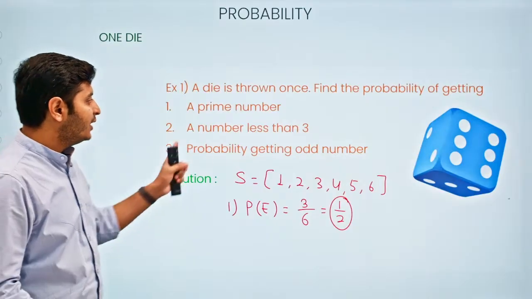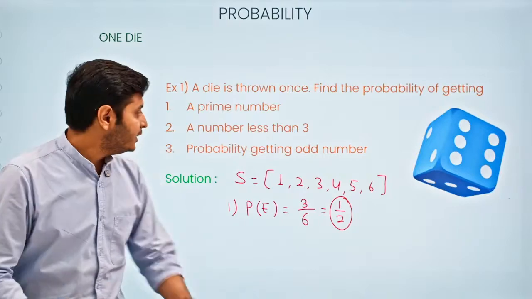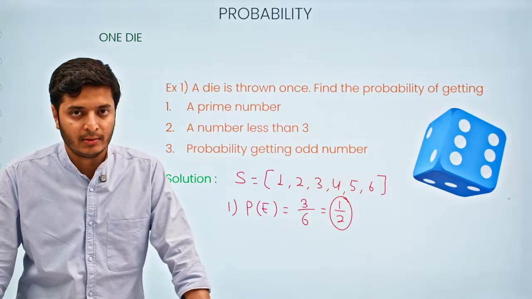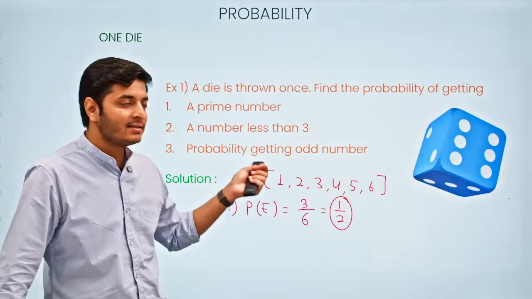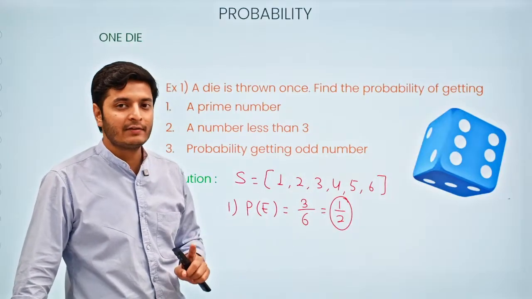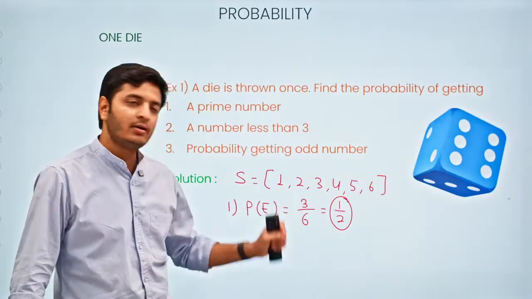Second part, a number less than 3. Whenever it is given as less than 3, we are not going to include 3 here. If it is given as less than or equal to 3, then only we can include 3. If it is given less than 3, there are only 2 such numbers, that is 1 and 2.